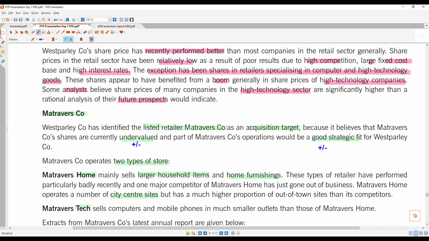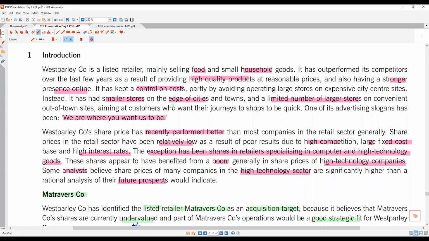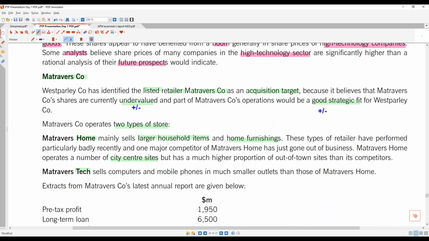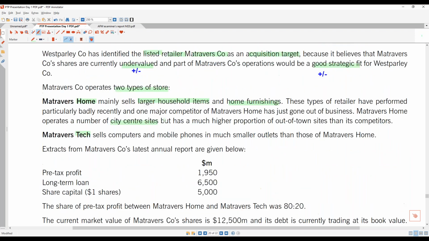But here we are at the edge of the cities or out of town, but they are at city centers. And city center shops and arrangements are difficult and very costly, but it has a high proportion of out of town downsides as well compared with its competitors. So both city centers and out of town.